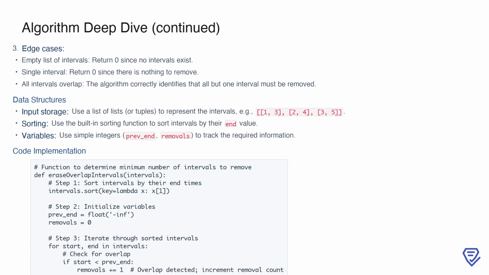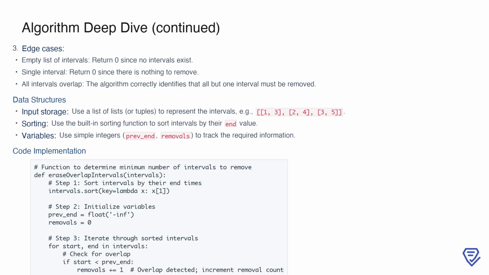There are a few edge cases to consider for this problem. If the input list of intervals is empty, we simply return 0 because there are no intervals to process or remove. Similarly, if there is only one interval, the result is also 0, as there is nothing to overlap with. For cases where all intervals overlap with one another, the algorithm will correctly determine that all but one interval must be removed.